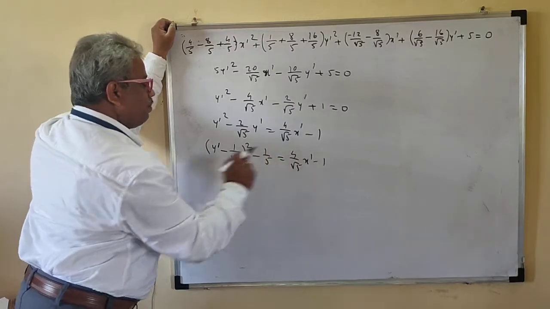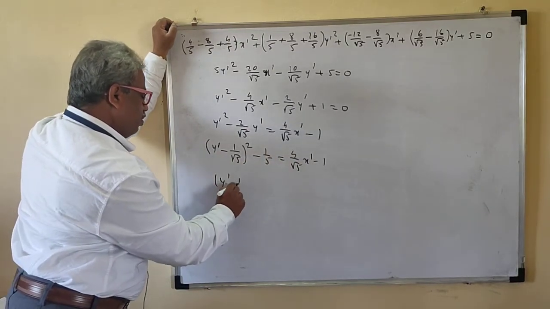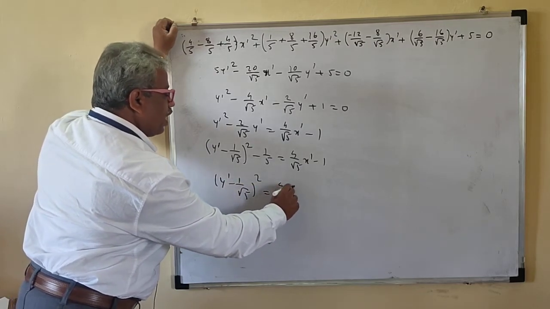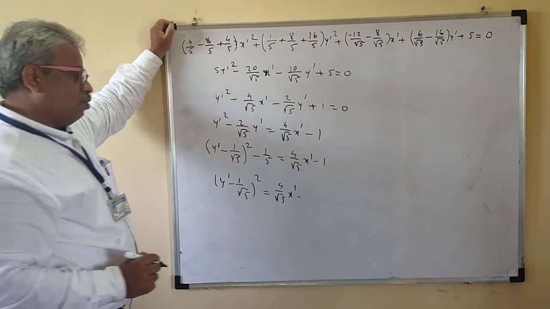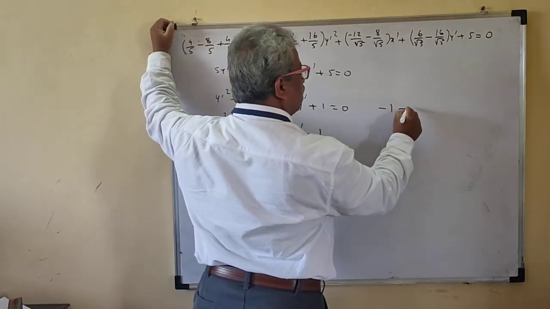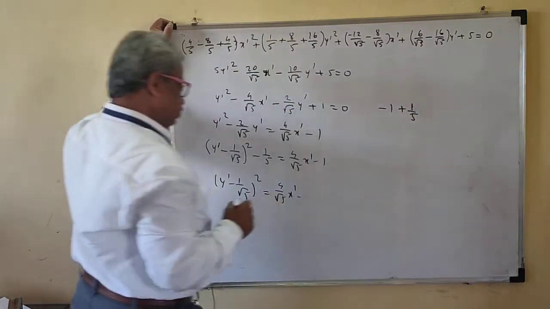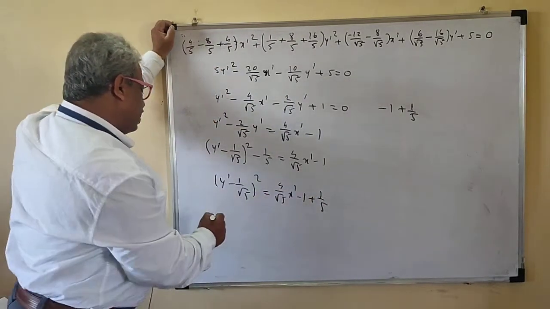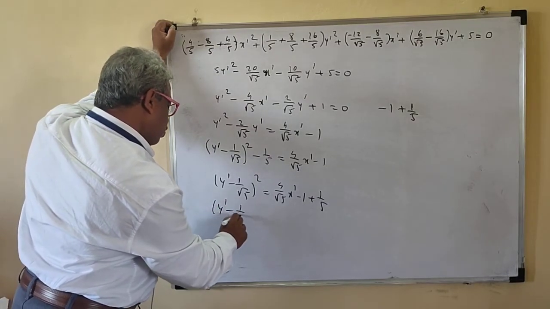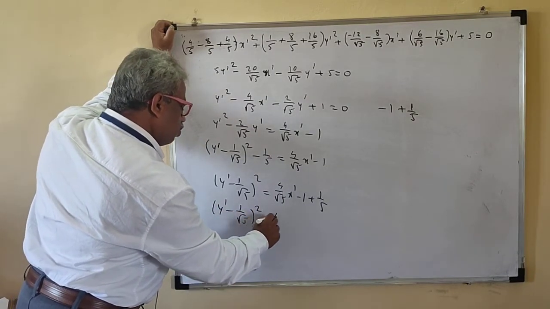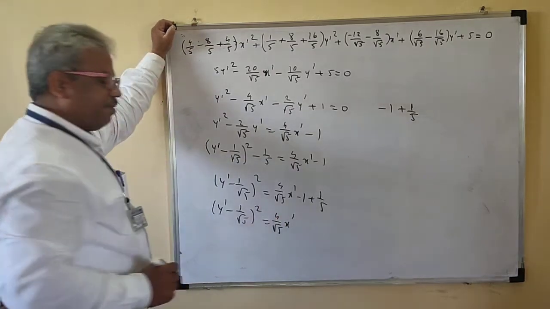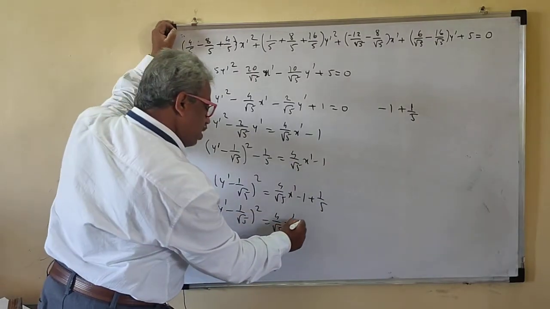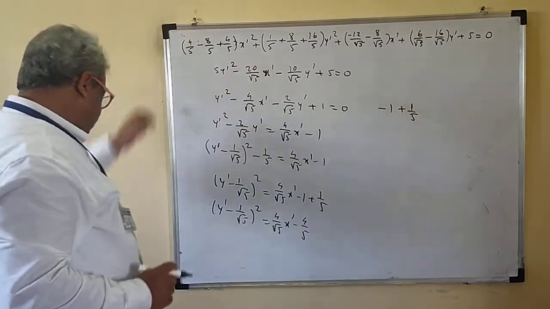So I will shift this 1 by 5 to that side. So y prime plus 1 by root 5 square is equal to 4 by root 5 x prime minus 1 by 5 minus 1 plus 1 by 5. So what is that then? Y prime minus 1 by root 5 square is equal to 4 by root 5 x prime. This is minus 5 plus 1, that is minus 4 by 5.